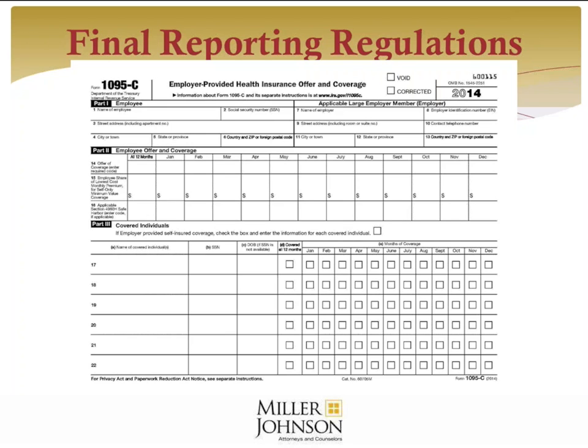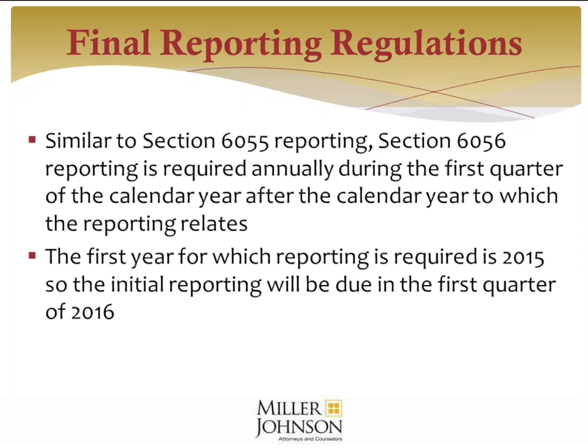Part 3, as you can see, looks very much like the 1094-B, and will only be required to be completed by those of you with a self-funded plan. Again, you will list the employee and any covered dependents along with months in which they were enrolled for at least one day. Similar to Section 6055 reporting, Section 6056 is required annually during the first quarter of the calendar year after the calendar year to which the reporting relates. That was kind of a mouthful, but if I'm reporting for calendar year 2015, the reporting forms are going to be due in the first quarter of 2016.